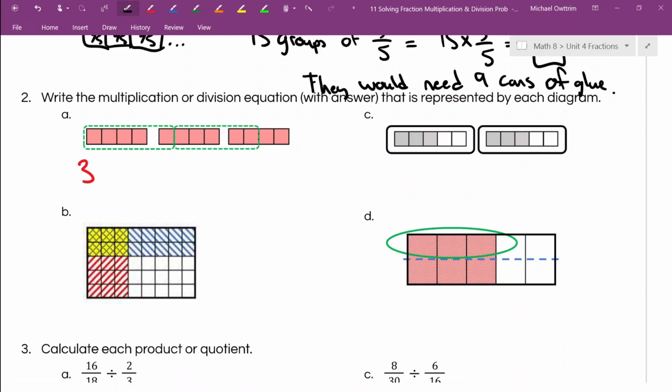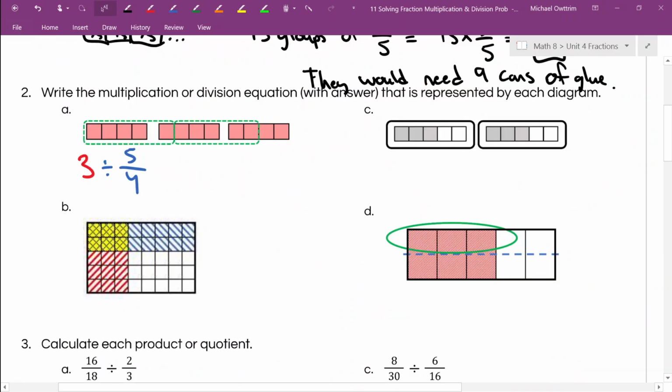Now we can't say 2 equal groups because then these parts of the rectangles would have to be included in our green groups there, and they are not. So we can't say divided into 2 equal groups. What we can say is that we're dividing them into groups of parts. And so if we split these into groups of parts, well, there's 5 parts in each group, and each part is 4/5... okay, so 3 divided by groups of 5/4. So 3 wholes split up into groups of 5/4.